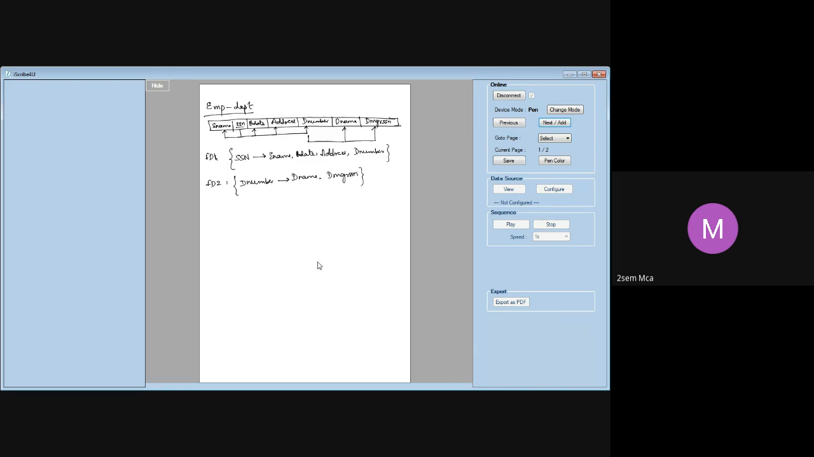Now, this table is in the first normal form because every attribute takes an atomic value. E name, SSN, B date, address, D number, D name, MGR SSN, all these are taking atomic values. Hence, this table is said to be in the first normal form. It satisfies first normal form. Coming to the second normal form. Second normal form means what? It should be fully functionally dependent.